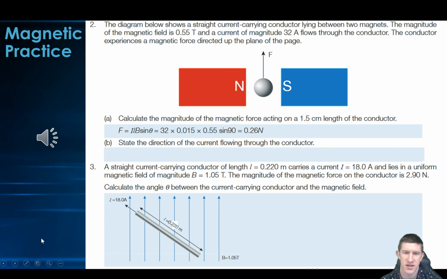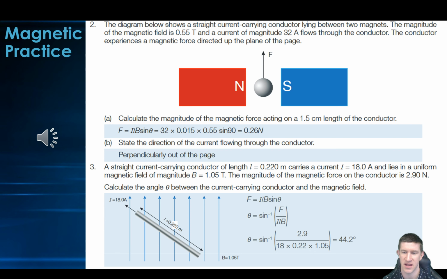So here it is. Using the ILB sine theta rule, we find that 20.26 newtons is the force on this object. Direction: the right hand rule tells us that it's perpendicular, out of the page. And in question 3, we reverse engineer the formula, rearrange for theta, plug our values in, and we get 44.2 degrees as the angle of that current carrying conductor.